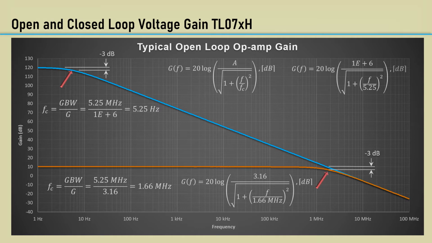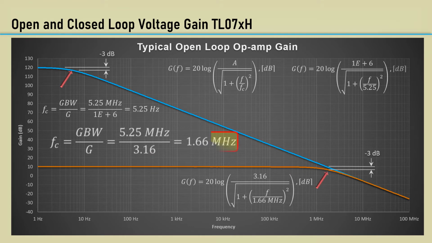It's probably not always necessary to plot the gain curves, but I think this exercise helps to make the subject have more clarity. If we needed an amplifier with a voltage gain of 10 dB, by using the gain bandwidth product, we know right away the usable bandwidth of the TL07 series op-amp is 1.66 megahertz.